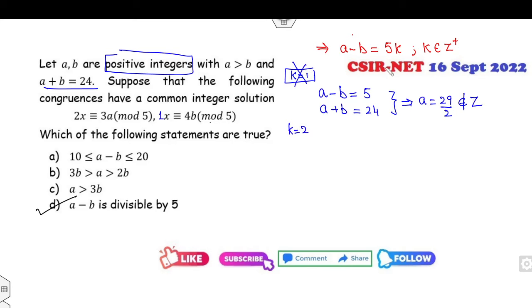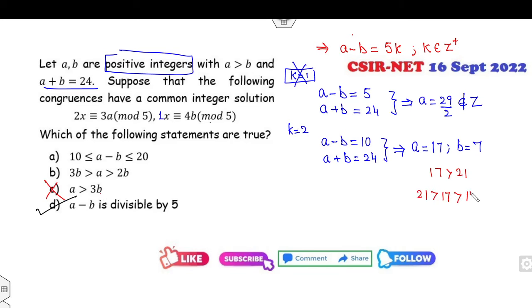Let's say k is equal to 2. Then a minus b will be 10 and a plus b will be 24. If you add them, it's 34, so a is 17. Then b will be 7. Look at that: 17 minus 7 is 10, satisfied. Look at the second option: a is greater than 3b. 3b is 21, and it is greater than 17. So that option is not satisfied here.